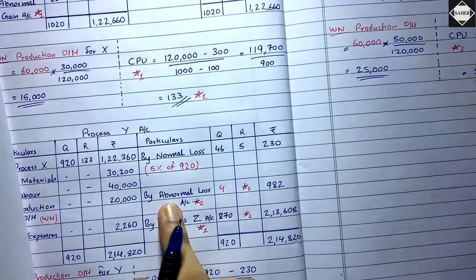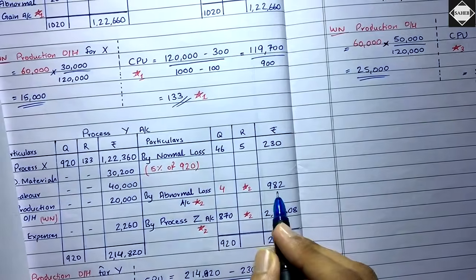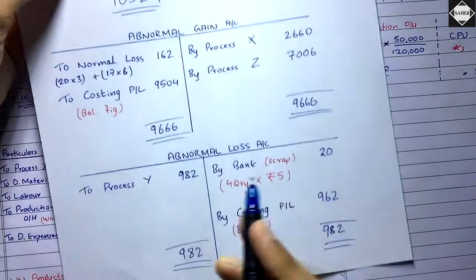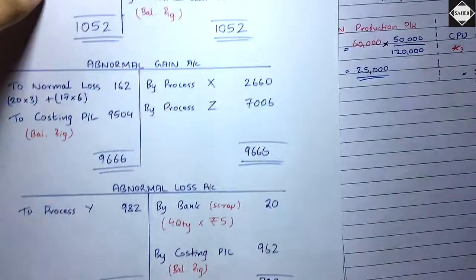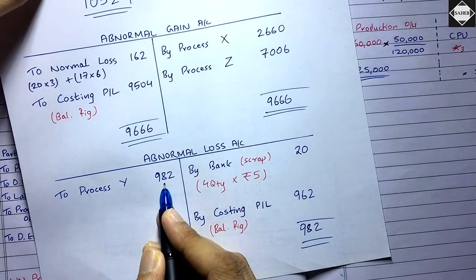Yes, now remember this. Understand this properly. You have to take that as cross posting. Simple. 982, here it is on the credit side, you will take that on the debit side. To process Y, 982, fine, that's simple.